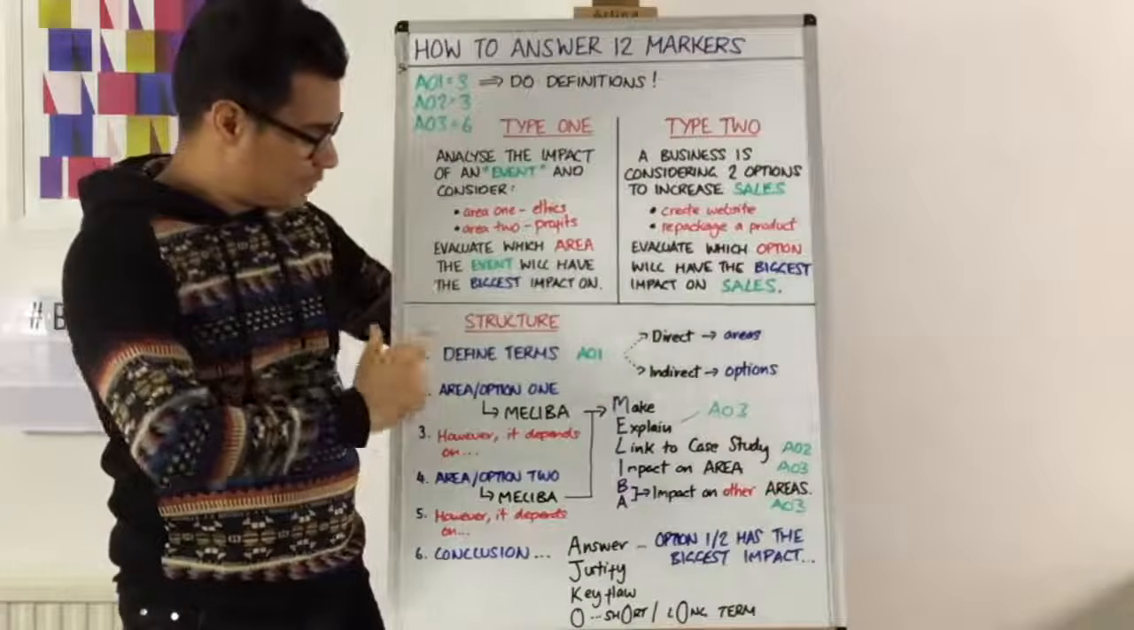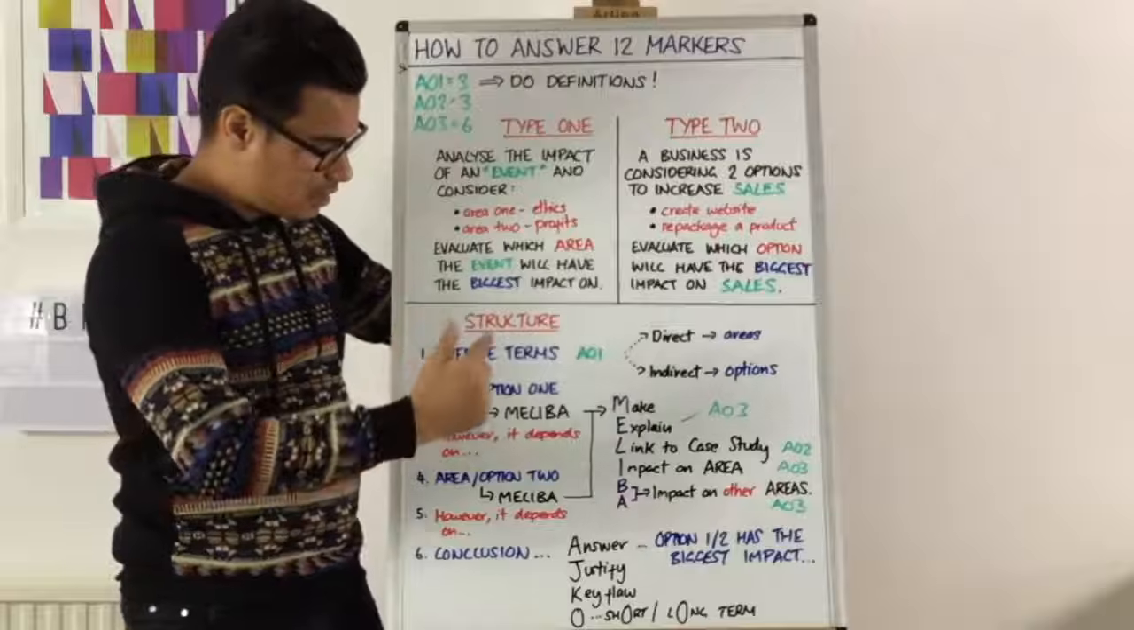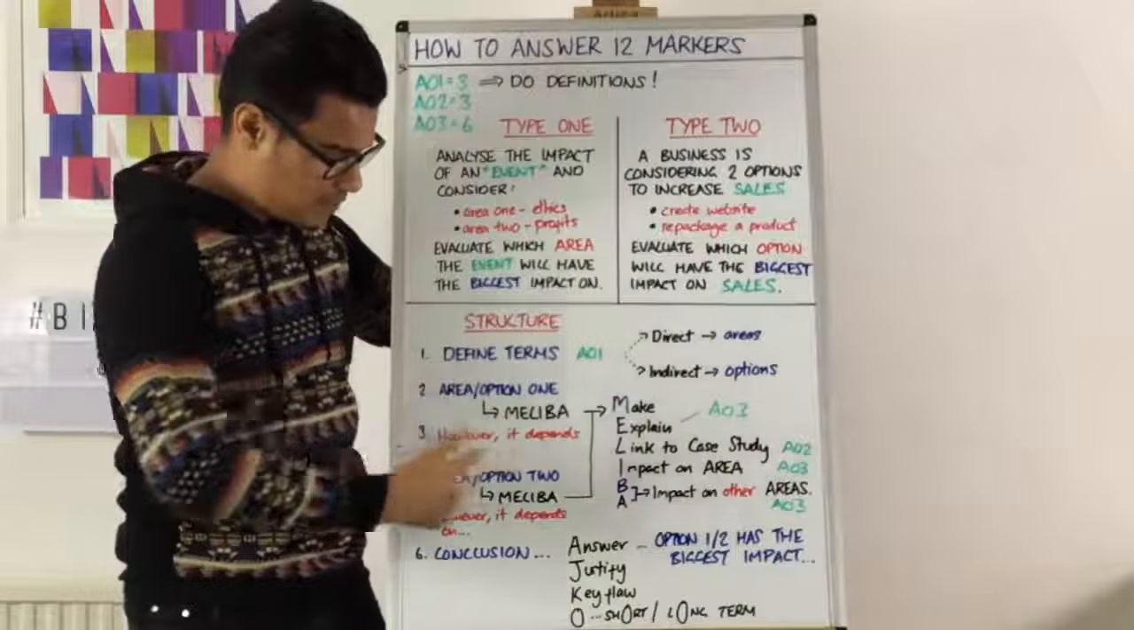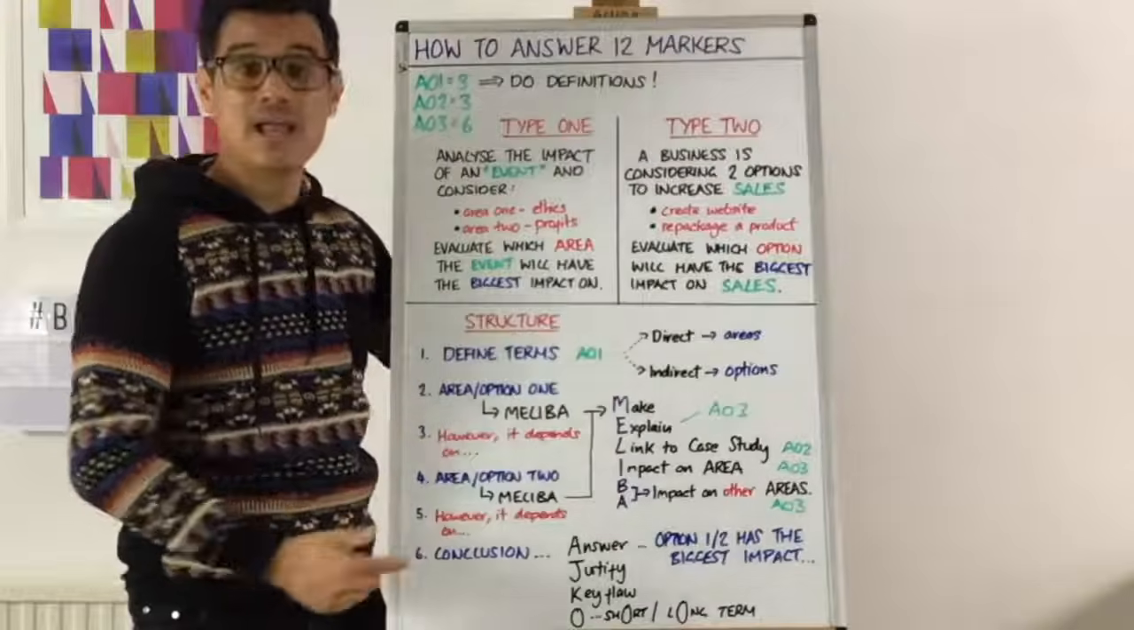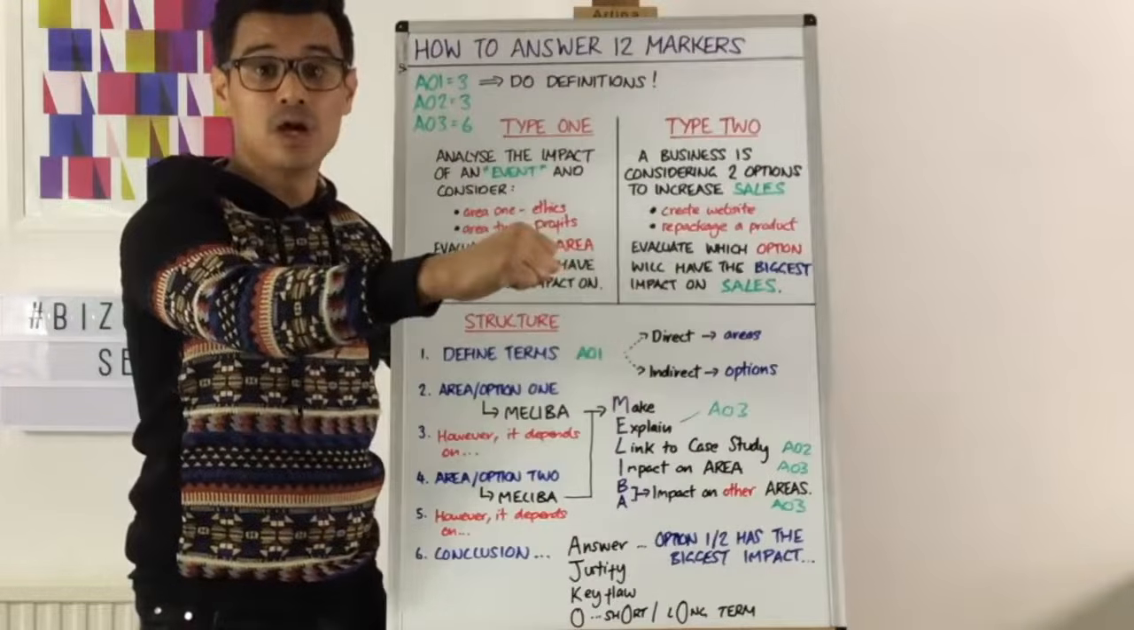So, I'll go through it again. Define the terms, area 1, MELIBA, however it depends on. Area 2, MELIBA, however it depends on. Conclusion, AJKO. Good luck with your 12 markers.